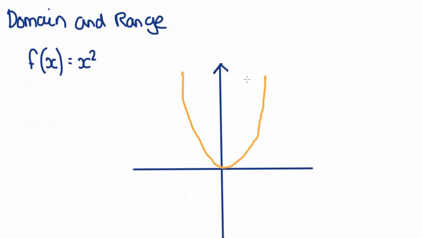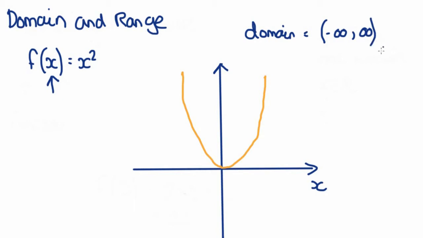Let's sketch the graph of f of x is equal to x squared. So the domain is the set of values that we put into the function. So that will be the values of x we put into the function. So the values of x that the function takes in are all the values of x, all the way from minus infinity to positive infinity. So the domain here will be all the values from minus infinity to positive infinity.